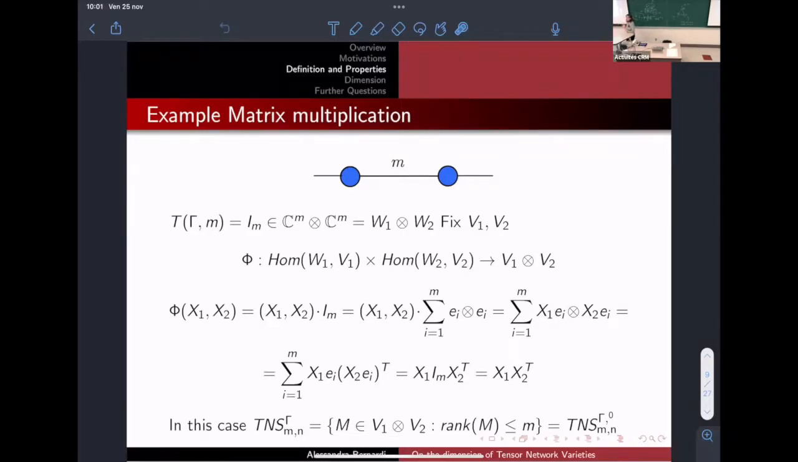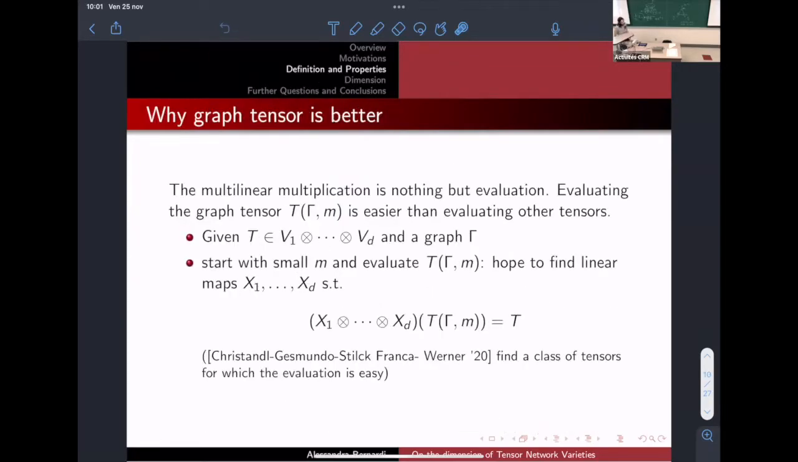And I like to use the definition I gave you. Here is a kind of motivation why I like this definition. When you do this multilinear multiplication, the multilinear multiplication is nothing else than evaluation. So you just have to evaluate the graph tensor somewhere to see if something belongs to your tensor network variety, or at least in the open part.